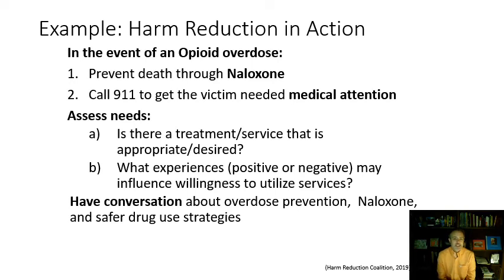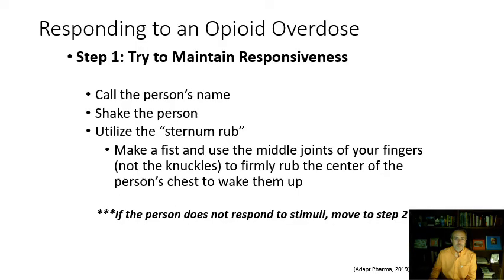Responding to an opioid overdose, there are several steps. Step one, try to maintain responsiveness and keep them awake. Call the person's name, shake the person, use the sternal rub. You make a fist and use the middle joints of your fingers, not the knuckles, to firmly rub the center of the person's chest to wake them up. If the person doesn't respond, move on to step two.